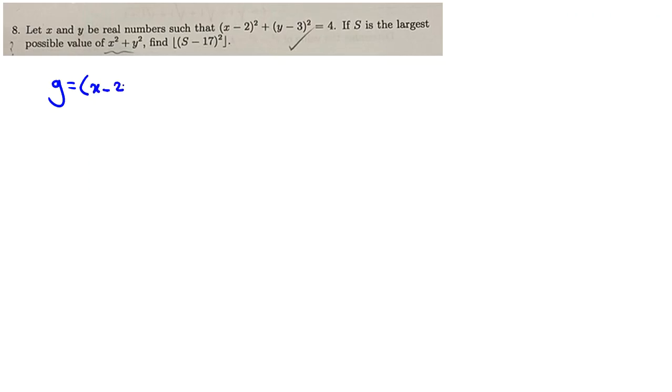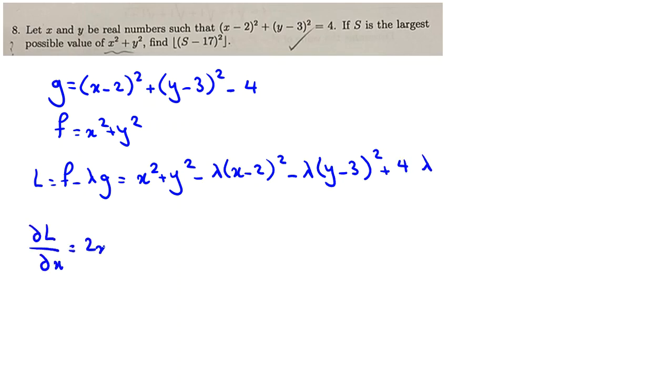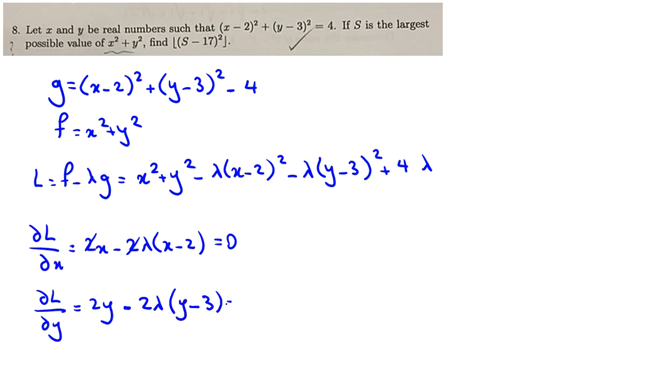g equals (x minus 2) squared plus (y minus 3) squared minus 4. That is the condition, taking everything to one side. f is x squared plus y squared. Define L equal to f minus lambda g. It is equal to x squared plus y squared minus lambda (x minus 2) squared minus lambda (y minus 3) squared plus 4 lambda. Now if we differentiate with respect to x, it will be 2x minus 2 lambda (x minus 2) equal to 0, and you can cancel the 2s. If we differentiate with respect to y, it will be 2y minus 2 lambda (y minus 3) equal to 0.